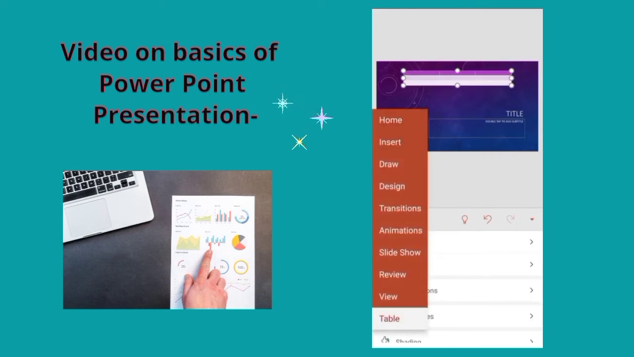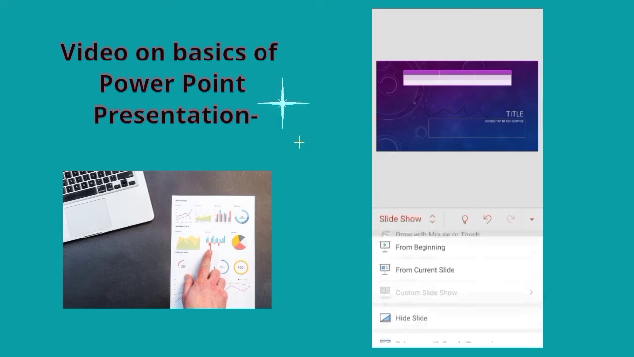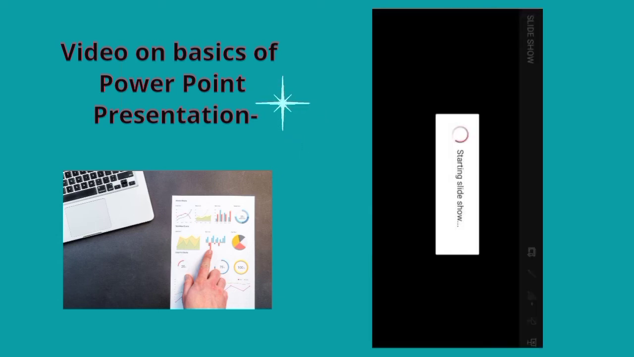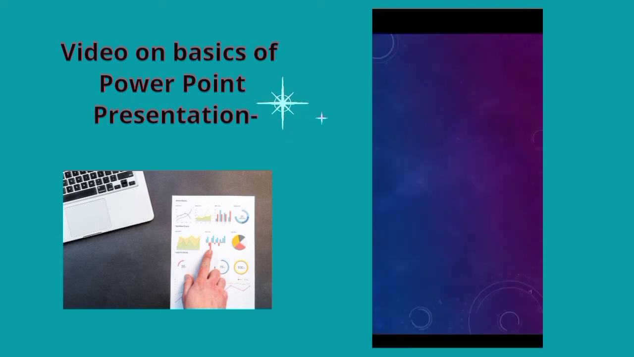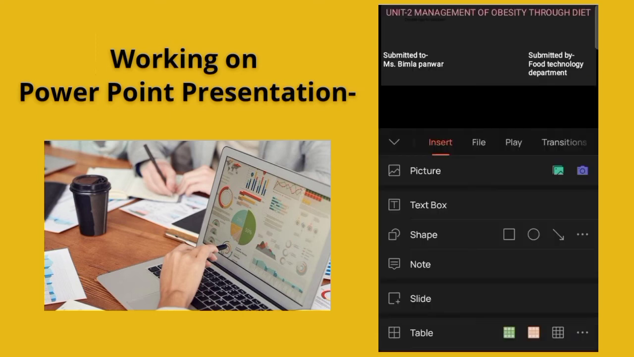Then you can go to the draw button. From here you can draw anything you want. Then go to slideshow from beginning, and here is your PowerPoint presentation. You can see I have made one presentation. Now let's see how to work on it.